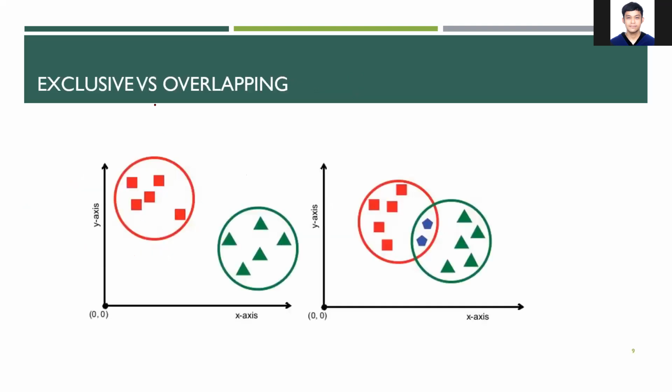The left one, this is the exclusive. You can see here, one data point only belongs to one cluster. This one is overlapping. These 2 points, the overlapping points, belong to cluster red and cluster green. In this case, we can just say that these 2 data points belong to both clusters.